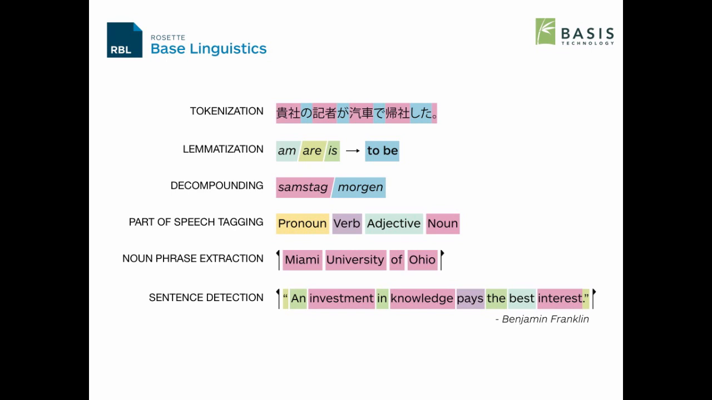Now, all this adds up to a suite of tools we call the Rosette-based linguistics. This includes tokenization, which was where I just was, which is splitting a string of Asian language text into its words. The lemma process, which is to map words to their base dictionary form to get better precision when we look for them in a search engine. Decompounding, splitting compound nouns up, and then part of speech tagging and noun phrase extraction and sentence detection, which are not really that directly applicable to search engines, but are sometimes built into higher level text analytic components that are.